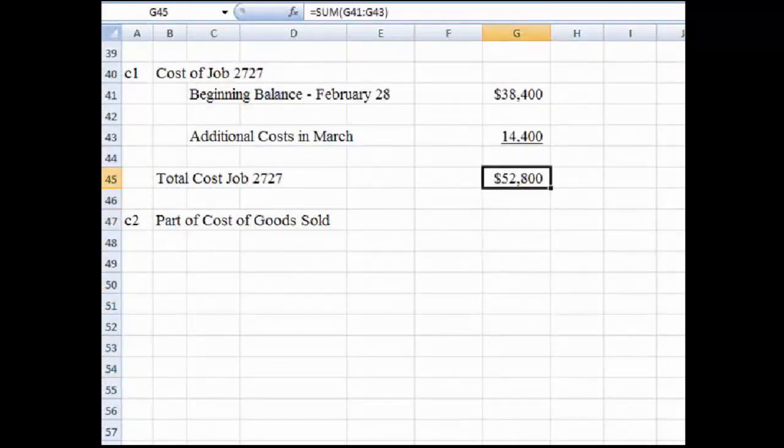That format illustrates the monies in work in process at the beginning of March and the added costs accrued in March for job 2727. Since both of those numbers were calculated above, the answer to C1 is already there for it. C2 asks how job 2727 would appear on the March 2004 financial statements. Since the job was completed and sold, it would appear as part of the cost of goods sold on the income statement.